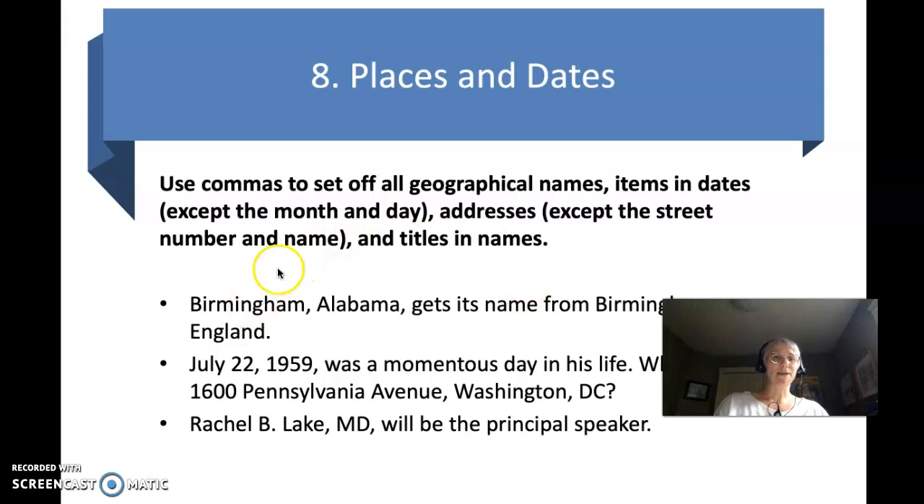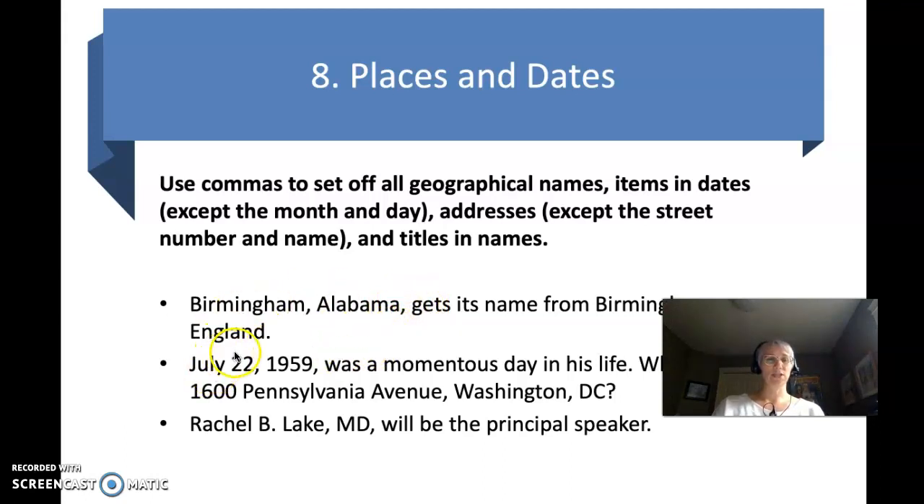So we know Birmingham, Alabama. Most people know the city and the state get separated by a comma. We retain that bit of knowledge from elementary school, I hope. However, we often neglect or forget this comma that goes between the state and the first word of the rest of the sentence.